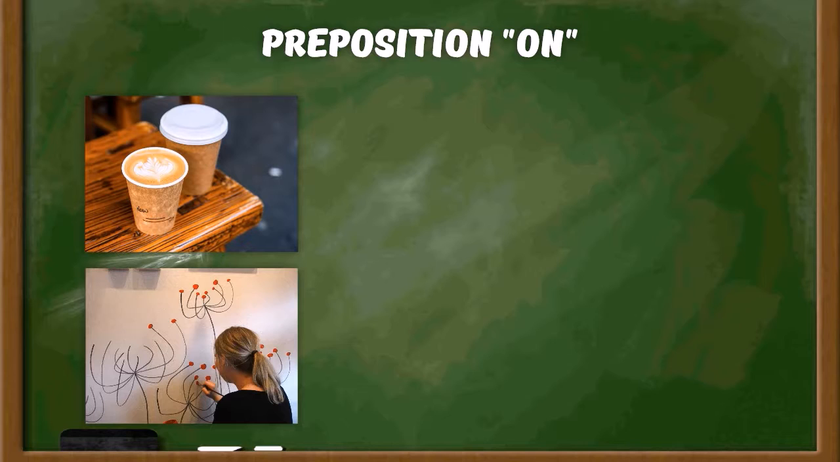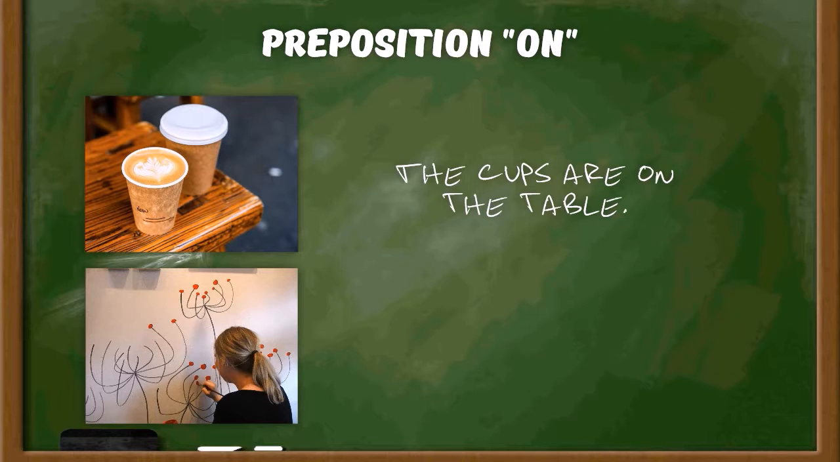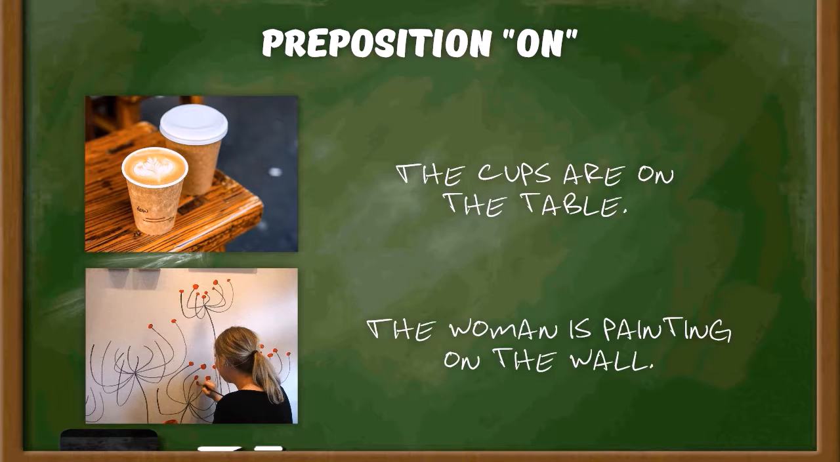Let's take a look at some other examples. The cups are on the table. The woman is painting on the wall.